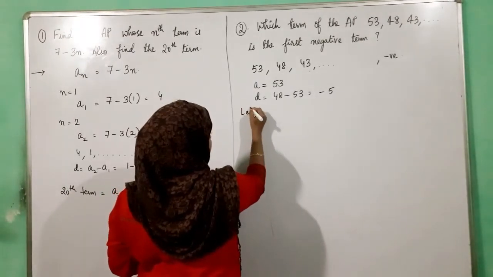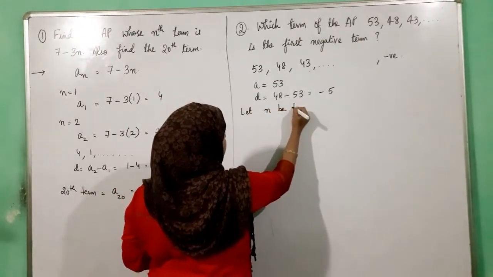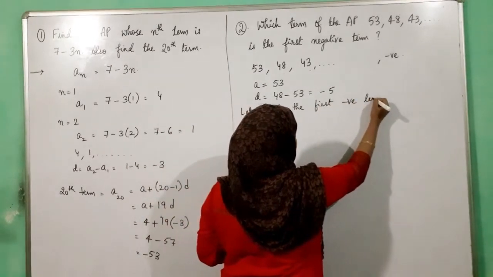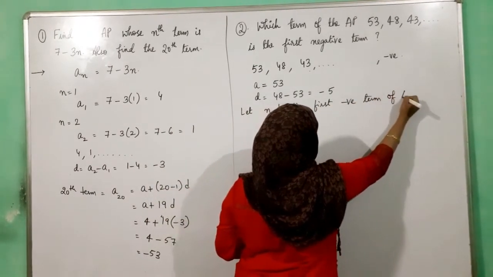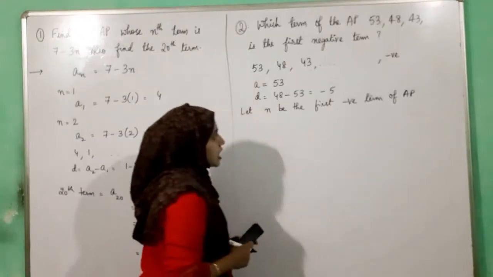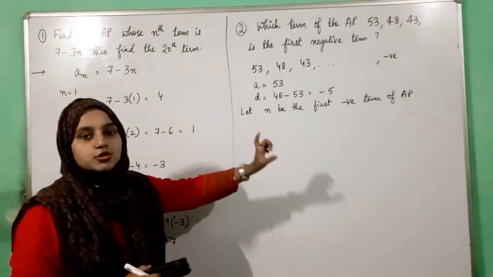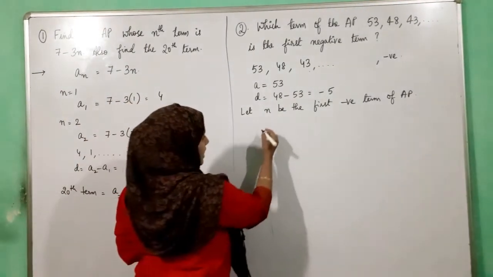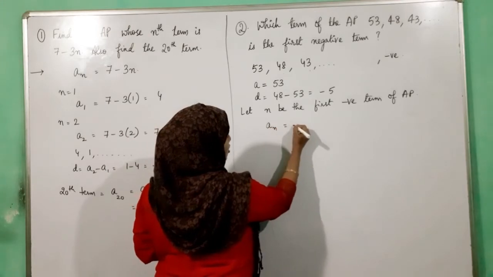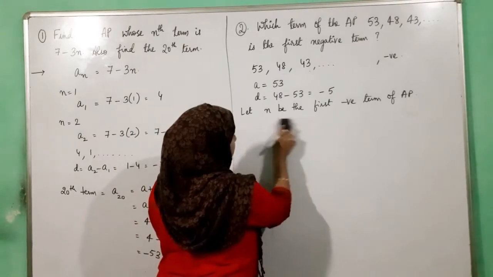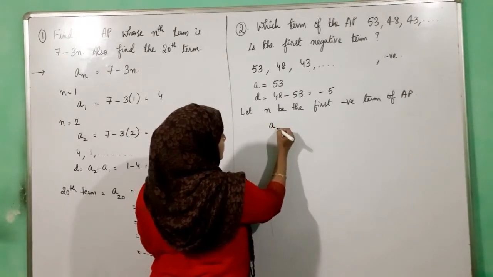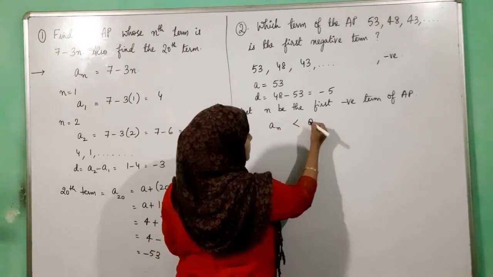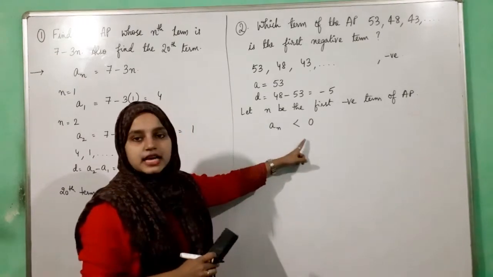So again I will assume let n be the first negative term of the AP. Okay, so I am assuming let n be that particular term where I am getting the first negative value. So a_n I will find out. a_n means the nth term, correct? So if n is the first negative term, a_n will be the negative value, correct? So it will be less than 0.